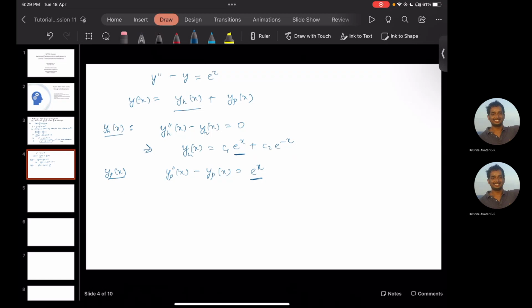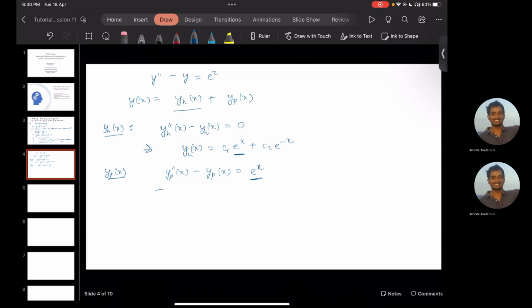That we will construct an assumed solution which is of the same form as the forcing function, which is e to the power x here. But since we already have the forcing function as one of the independent solutions, we cannot do that. We cannot take the same.